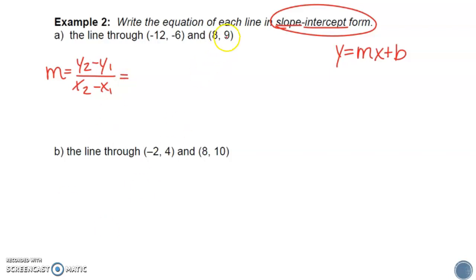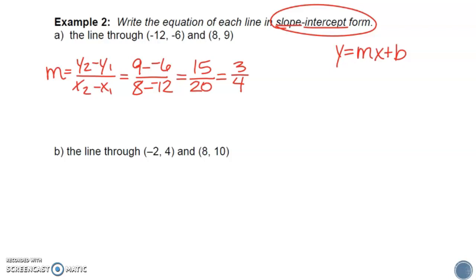So 9 minus -6 and 8 minus -12. 9 minus -6 is 15, and 8 minus -12 is 20. That can be simplified to be 3/4. So that's my slope that I'm going to use in my formula.